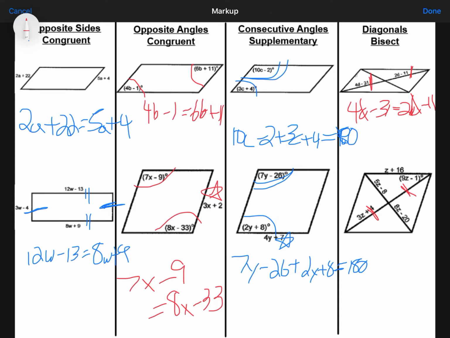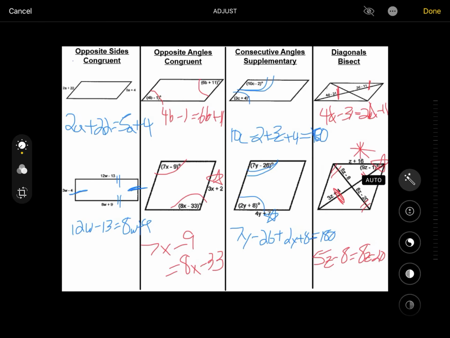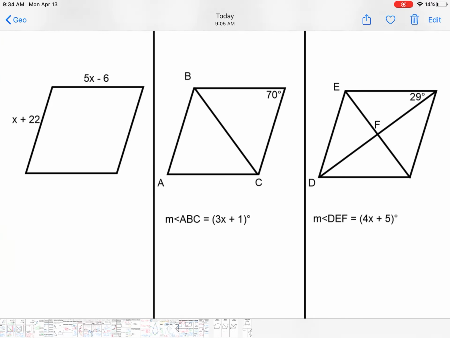There's nothing there though. I know you see that 9z minus 1, but there's a degree symbol. That's an angle. So we have a 9z minus 1, that doesn't match up with anything. We have the z plus 16, that doesn't match up with anything. We have the 3z plus 4, doesn't match up with anything. But we have this 5z minus 8, matches up with 8z minus 20. And so a lot of what we're doing here is just setting the correct two things equal with algebra.